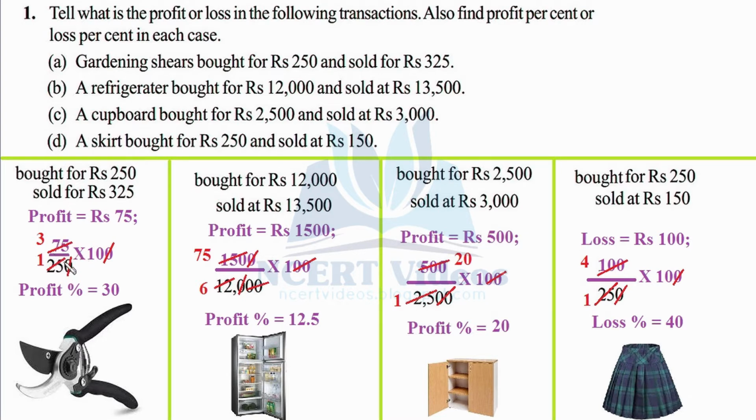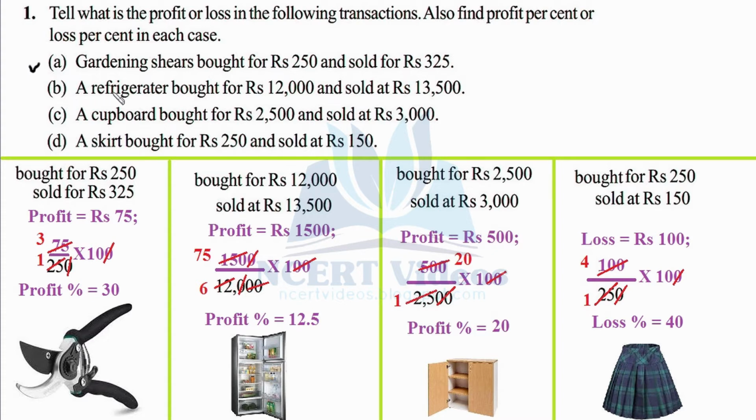And you know how to convert a fraction into percentage by simply multiplying it with 100. So never cram the formulas, try to understand them. You will never forget them for your lifetime. Now profit percent is simply the calculation of this fraction. 0, 0 cancel. Now 125 is a 25, 325 is a 75. So 3 into 10 is 30%. So this is the profit percent when gardening shears are sold for 325 and they were bought for 250. This is your A part.